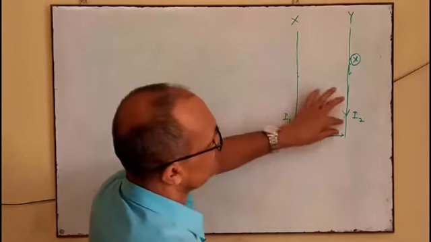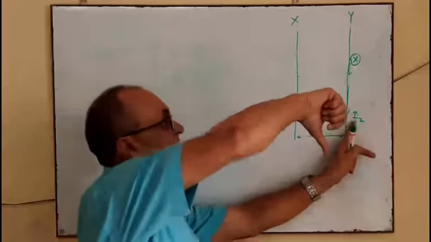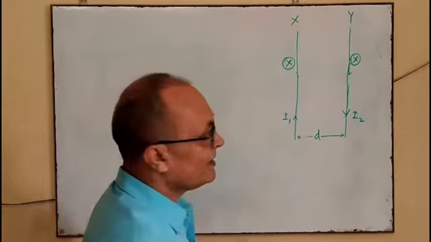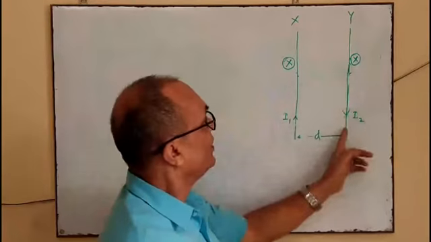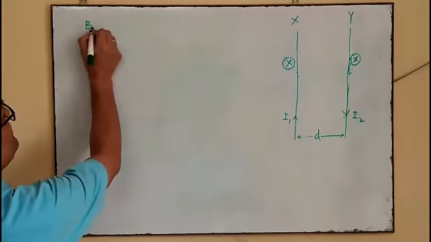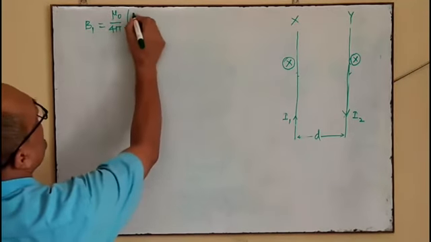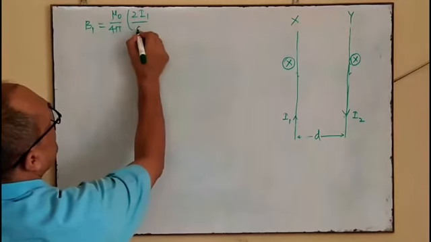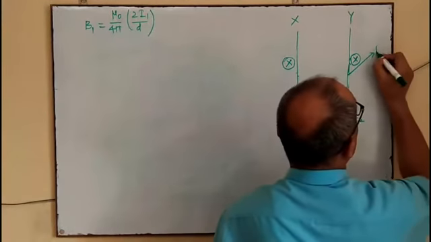Now current is flowing through this. Think over this, current is flowing here through this in this direction, so you will find the field is also inward here. Now we are going to find out the magnetic field due to this at this point on wire Y, that is B1 equals mu naught by 4 pi, 2 I1 by D. This is the magnetic field at this point, B1.